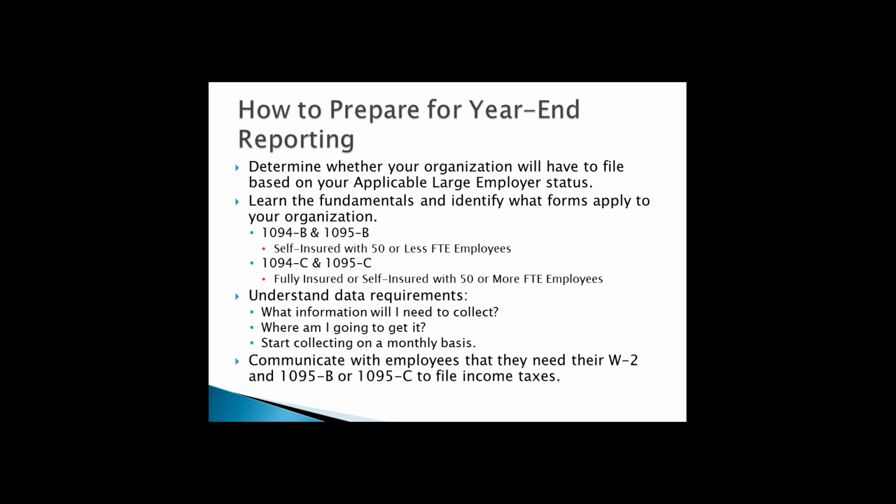The next step is to learn the fundamentals and identify what forms apply to your organization. So the 1094-B and 1095-B forms apply to self-insured, non-applicable large employers. So again, the 1094-B and 1095-B forms are for self-insured companies with 50 or less full-time equivalent employees. The 1094-C and 1095-C forms apply to fully insured and/or self-insured applicable large employers. So fully insured or self-insured applicable large employers with 50 or more full-time equivalent employees.